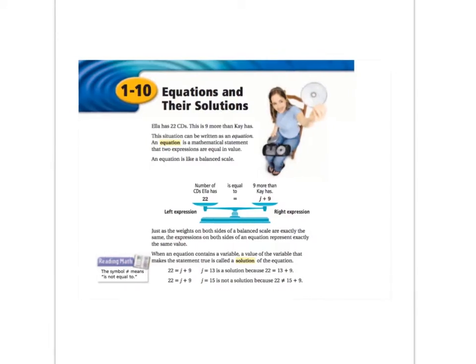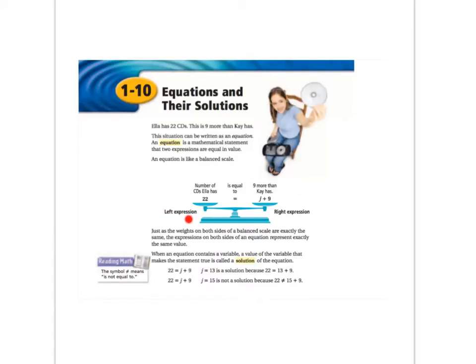Ella has 22 CDs. This is 9 more than Kay has. This situation can be written as an equation. An equation is a mathematical statement that two expressions are equal in value. An equation is like a balanced scale. So here they're showing you an example of a scale.